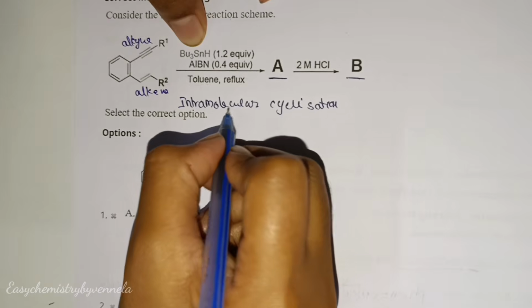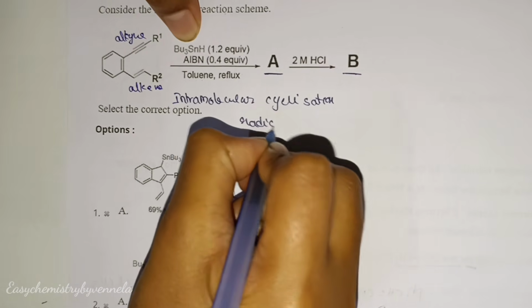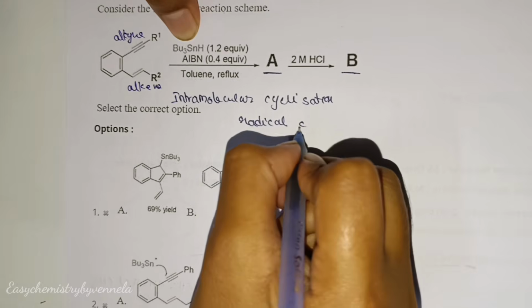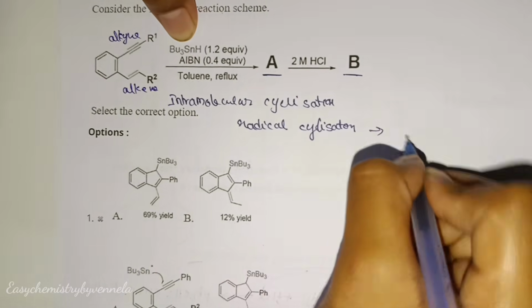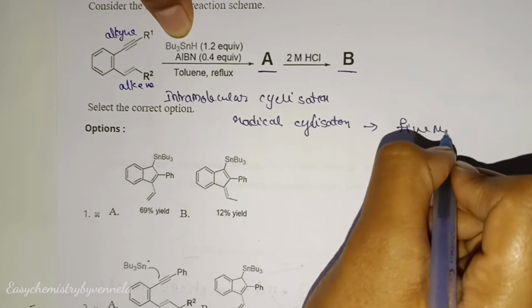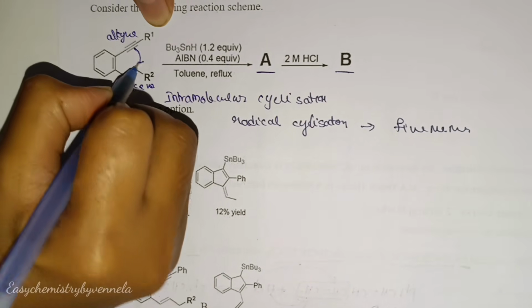If you see this reagent, you have to find out this one is a radical cyclization, and it forms the 5-member ring. So this bond like this.